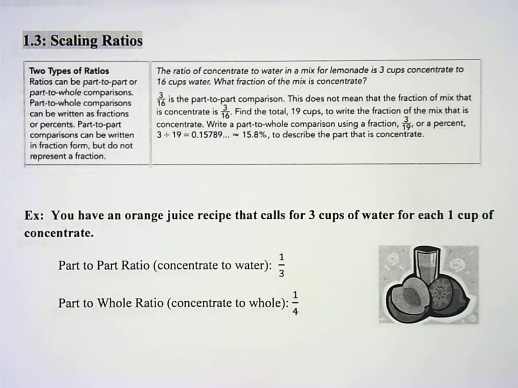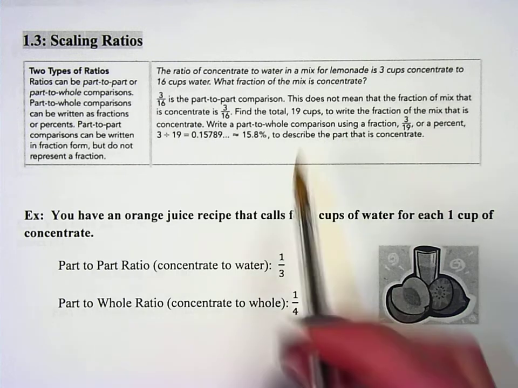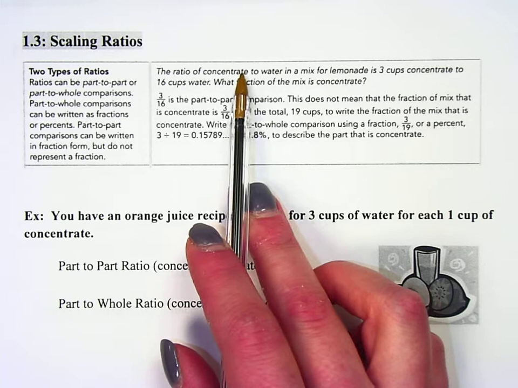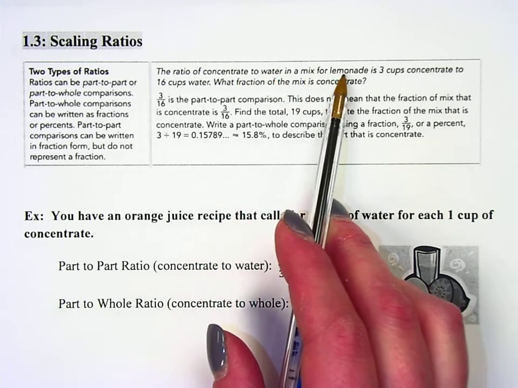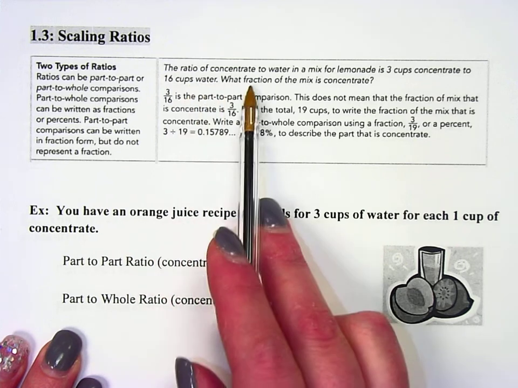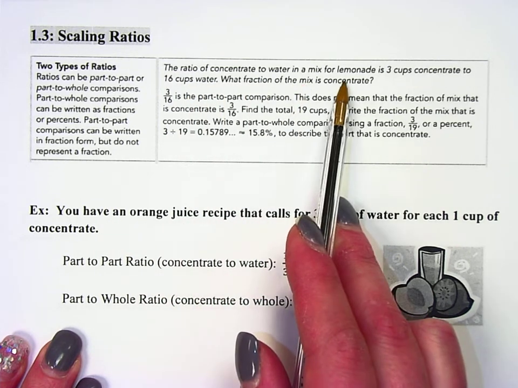This is the notes for 1.3, scaling ratios. We're going to build off our idea of yesterday of mixing concentrate with water. In our scenario, it says the ratio of concentrate to water in a mix for lemonade is 3 cups concentrate to 16 cups water. What fraction of the mix is concentrate?